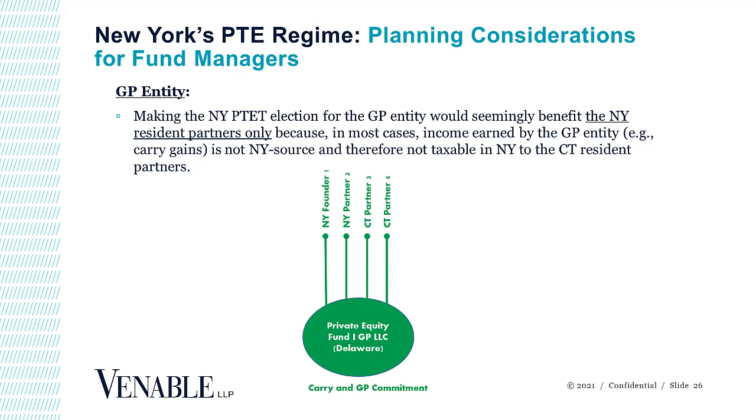But for the New York folks, they would benefit from making the election here, because even though it's not New York source income, it's sale from investments, the pass-through taxable income includes anything that is going to a resident. And so if you make the election here, presumably those 2 New York partners could benefit from the credit approach.